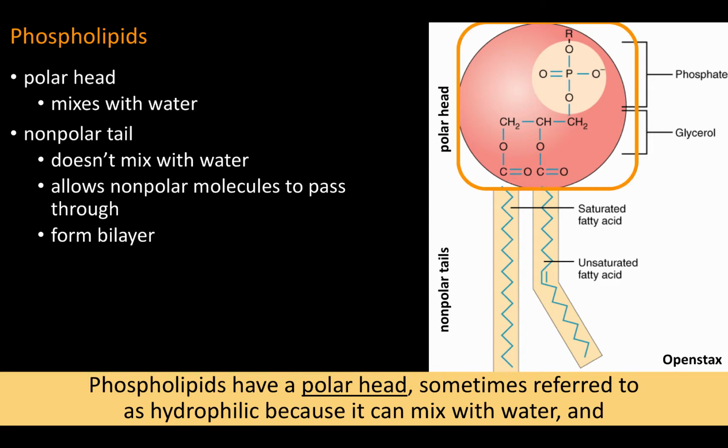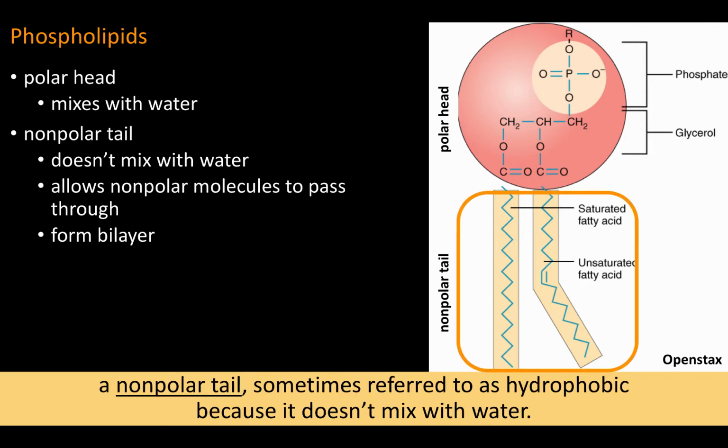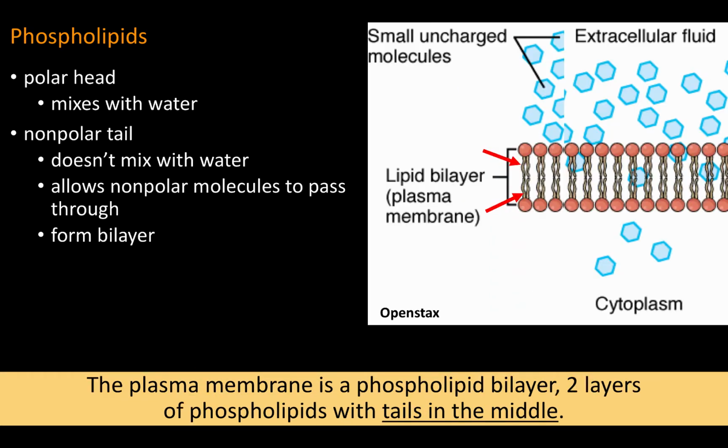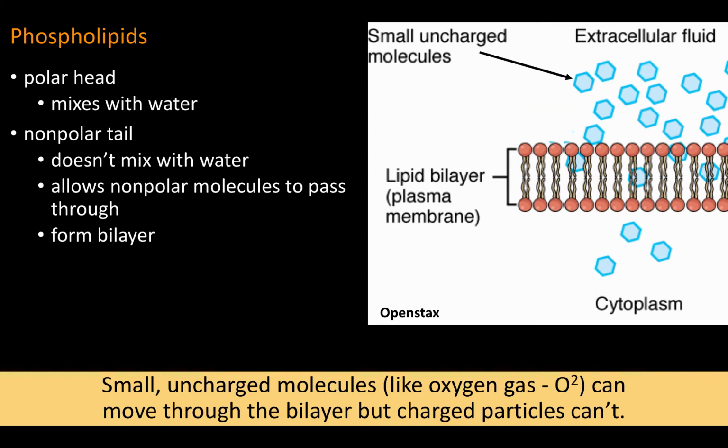Phospholipids have a polar head, sometimes referred to as hydrophilic because it can mix with water, and a nonpolar tail, sometimes referred to as hydrophobic because it doesn't mix with water. The plasma membrane is a phospholipid bilayer, two layers of phospholipids with tails in the middle. Small, uncharged molecules, like oxygen gas, O2, can move through the bilayer, but charged particles can't.